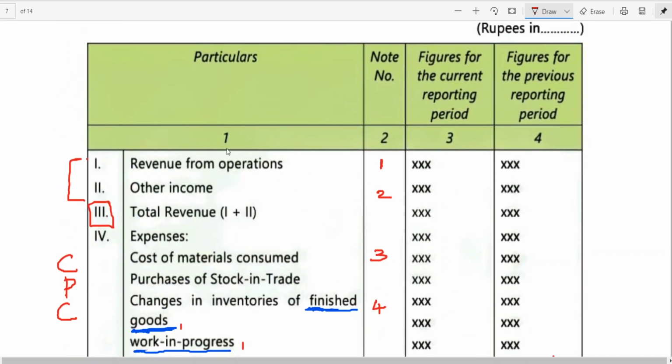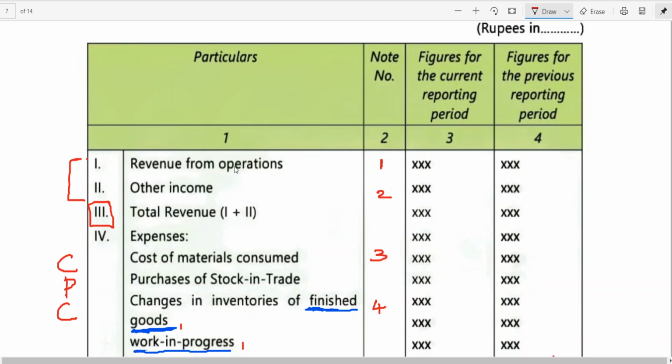Let me start with revenue from operations. Chant with me: revenue from operations, other income. Revenue from operations plus other income gives you total revenue. For expenses, I told you it is easy, remember CPC, EFDO. What is C? Cost of materials consumed. What is P? Purchase of stock in trade. What is the other C? This time C is for changes in inventories of finished goods, work in progress, and stock in trade. Then E means employee benefit expense. F means finance cost. D means depreciation and amortization.